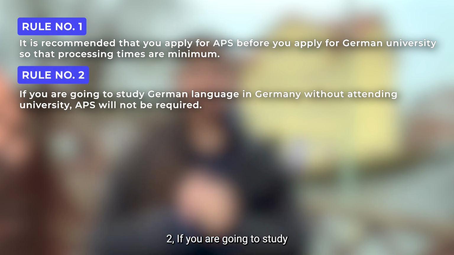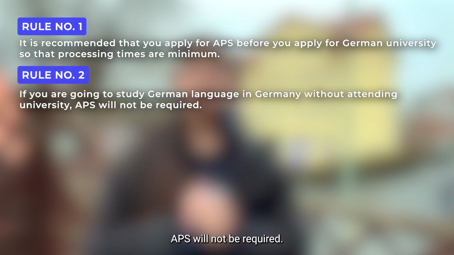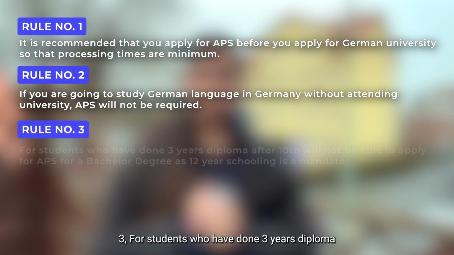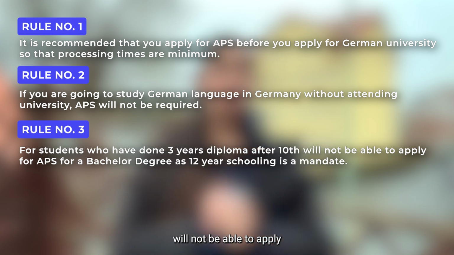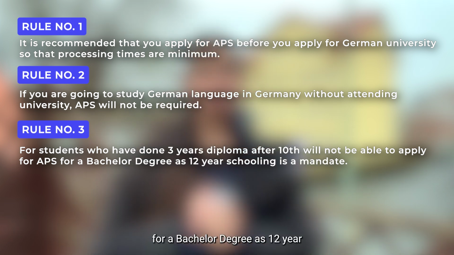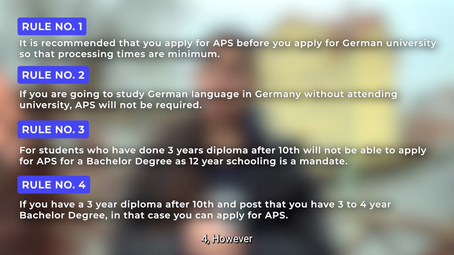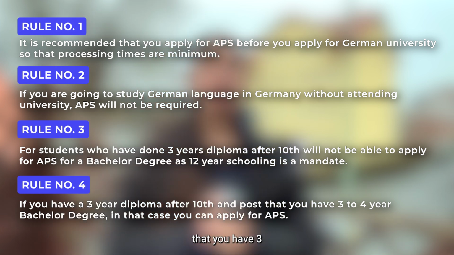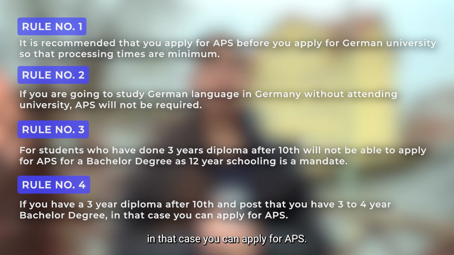Rule number 2. If you are going to study German language in Germany without attending university, APS will not be required. Rule number 3. Students who have done a 3 year diploma after 10th will not be able to apply for APS for a bachelor degree, as 12 years of schooling is a mandate. Rule number 4. However, if you have a 3-year diploma after 10th and post that you have a 3 to 4 year bachelor degree, in that case you can apply for APS.